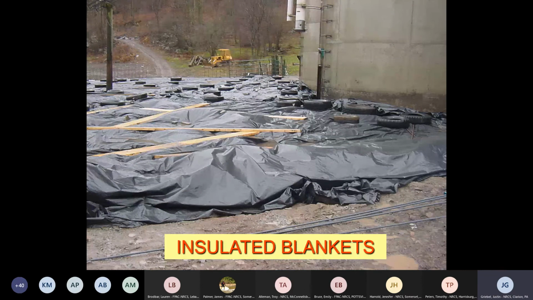Insulated blankets. We try not to use these on our products very often because we don't want to pour concrete when it's cold, and our requirements are pretty labor intensive and expensive to pour concrete in the wintertime. But we require an R value, typically an R8, depending on the temperature, to keep that concrete warm. We want to keep our concrete above 50 degrees.